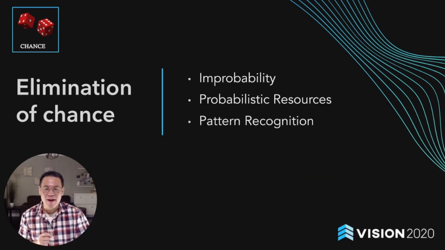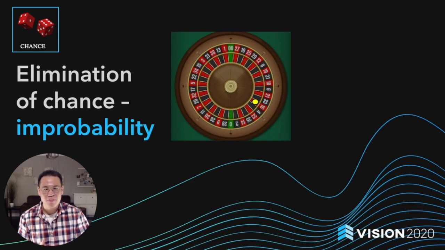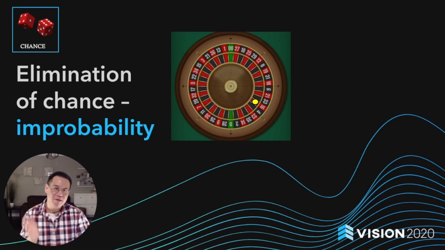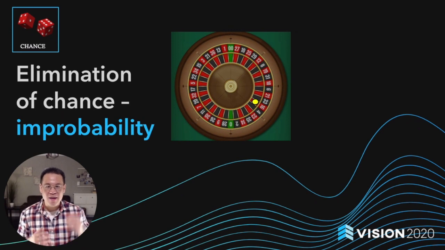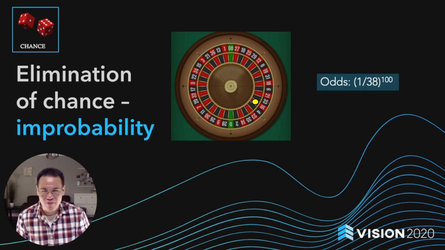And how do we go about doing that? There are three concepts we need to talk about: improbability, probabilistic resources, and pattern recognition. So talking about improbability, going back to the gambler example. Say he bets on the 16th hole 100 times in a row, and he wins all 100 times. The odds are 1 over 38 to the 100th power.